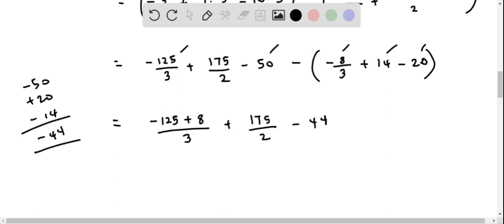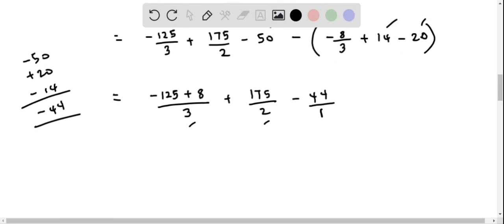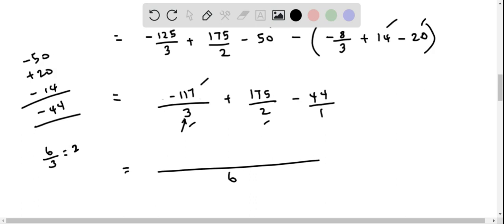Now we have to take the common denominator, which is the multiple of this 3 and 2. And this one is negative 44 divided by 1. So the common denominator is 6. And this means negative 125 plus 8 is negative 117. This must be multiplied with 2 because the denominator here is 3. So 6 divided by 3 equals 2. So we multiply negative 117 by 2, and that equals negative 234.